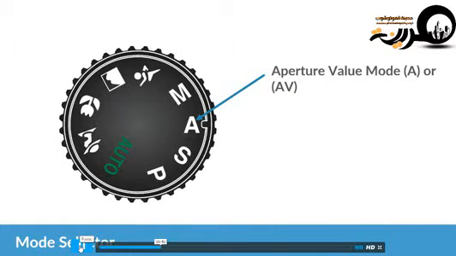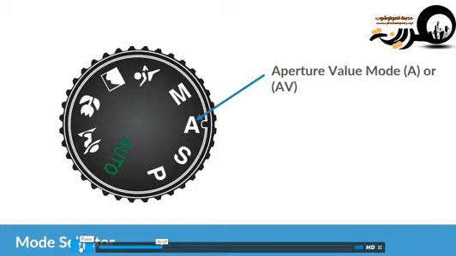AV is aperture value, or it might just appear as A, but it's aperture value mode. And basically, what this mode will allow you to do is just control your aperture settings. So if you want to control the aperture and you don't want to worry about your shutter speed or your ISO and so on, you might just select this, and it allows you to control your aperture only in the camera.